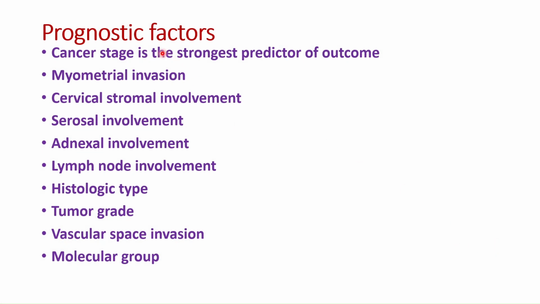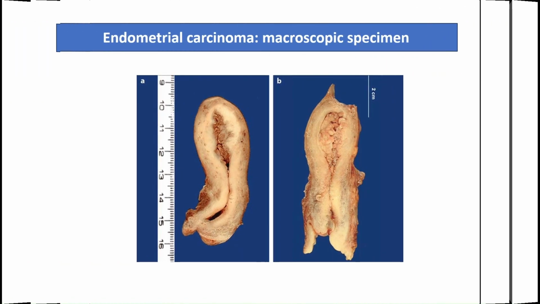These are the prognostic factors, which include staging of the tumor, invasion including myometrium, cervical, serosal, adnexal or lymph node, histological type of the tumor, grading of the tumor, vascular invasion, as well as the important molecular group.